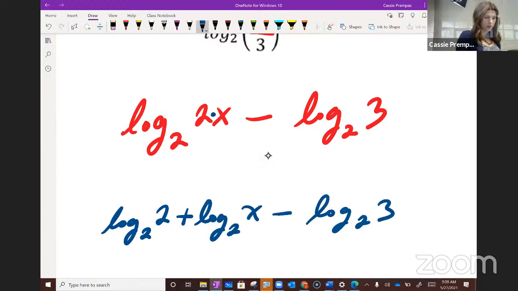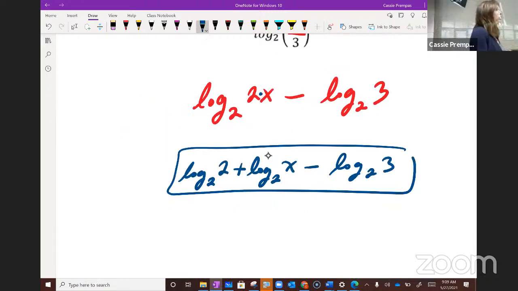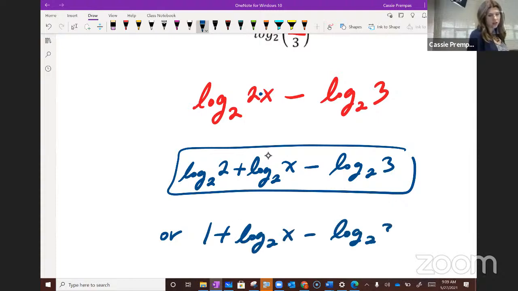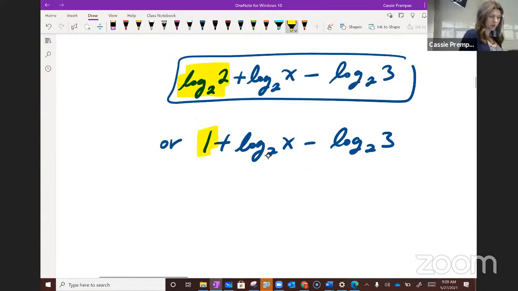And I would say this is great, but since the test is multiple choice, what if you don't see this answer, but instead you see this? Can you recognize why this is actually the same? Excellent. Log base 2 of 2 is equal to 1. So you just want to kind of be thinking, hey, what are some equivalent values? But both of those would be correct.